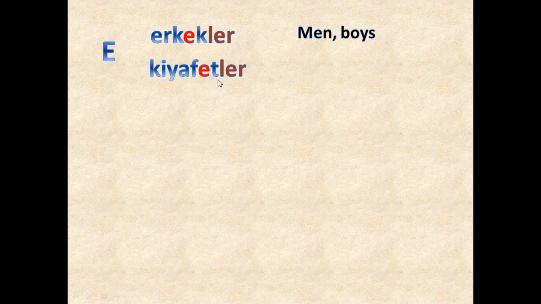In the last syllable, we have the vowel e, and we make the plural form with the suffix ler. Kıyafet means cloth, and kıyafetler means clothes.